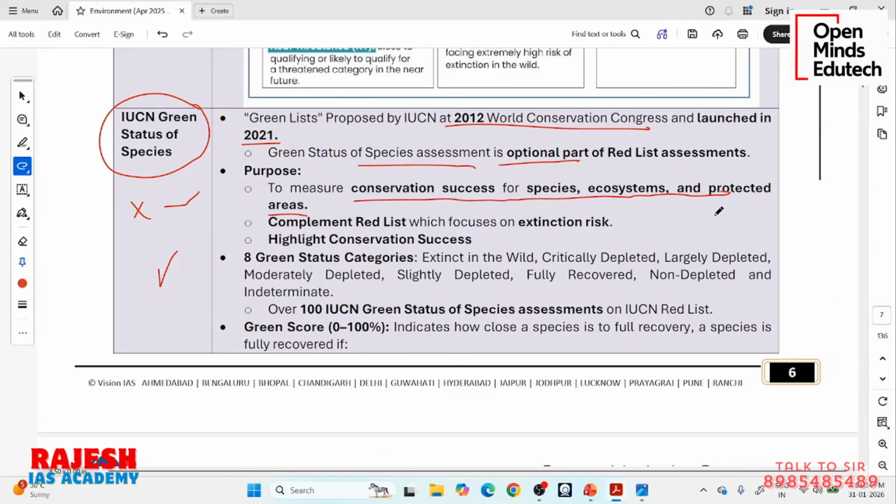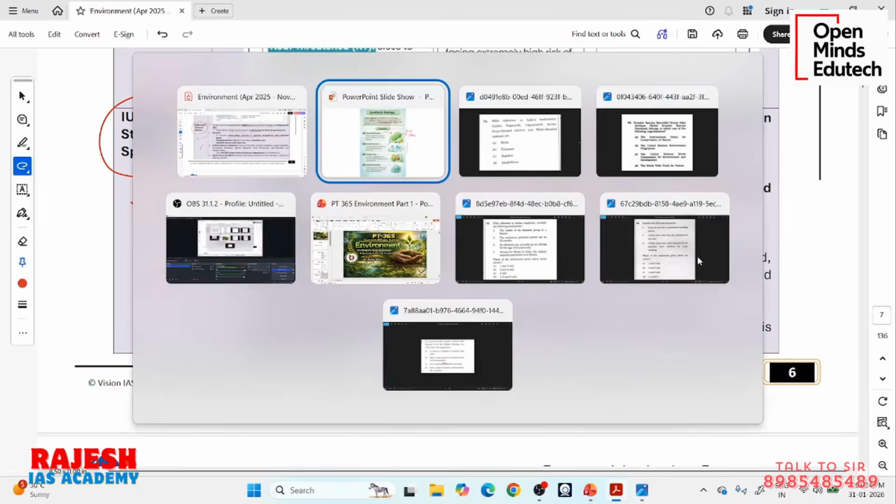Let's say the tiger in India is threatened and the government is conducting something called Project Tiger. The Indian government started Project Tiger in the 1970s. After 50 years, tiger numbers have increased significantly in India. So this Project Tiger is successful. Now if I measure how many tigers there are, how much it has improved, and give it a rating, like extinction I am giving a rating. If I give a rating to this, then it is called green status, okay?